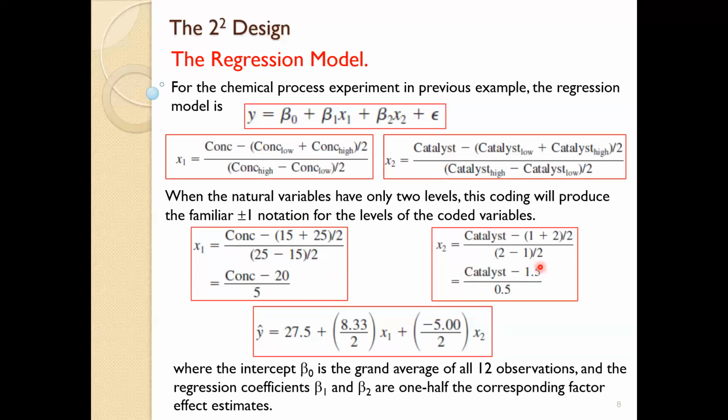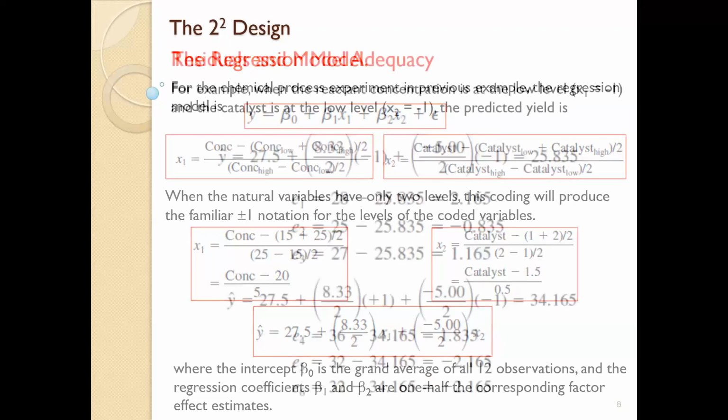And this is x2. And then you calculate y equal to this. This is beta 0, this is beta 1, this is beta 2. Beta 0 comes from the average of all data. Beta 1 is effect A divided by 2. Beta 2 is effect B divided by 2. For this, I show you.